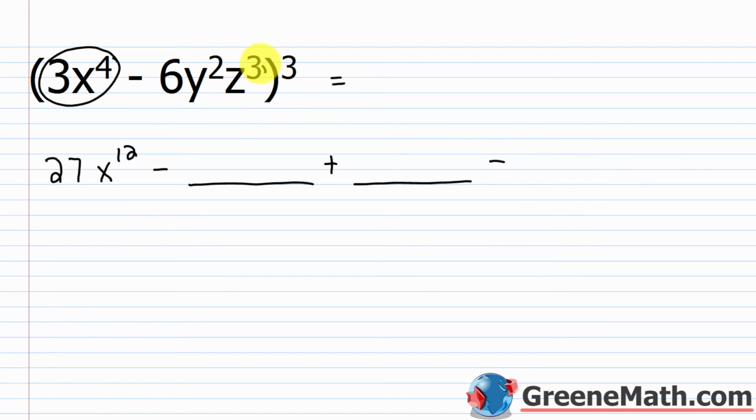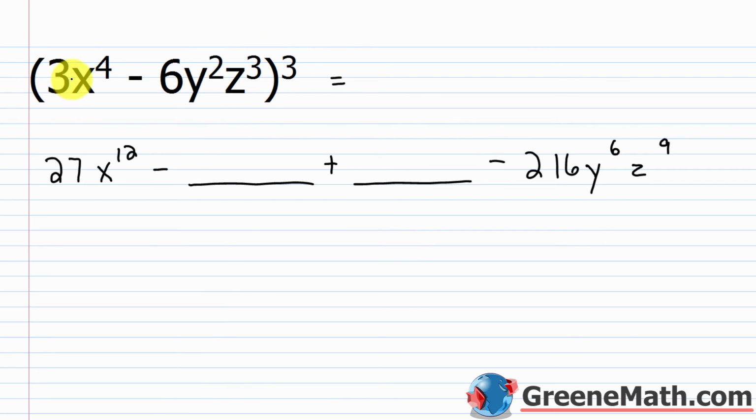Now the final position is easy to remember as well. Take this and cube it. If I cube 6, I get 216. If I cube y squared, I get y to the 6th power. If I cube z cubed, I get z to the 9th power. So those two are easy to remember. The middle ones are what trip people up.